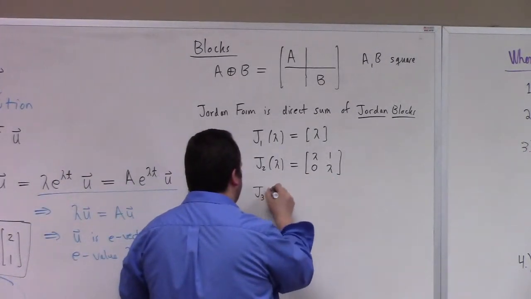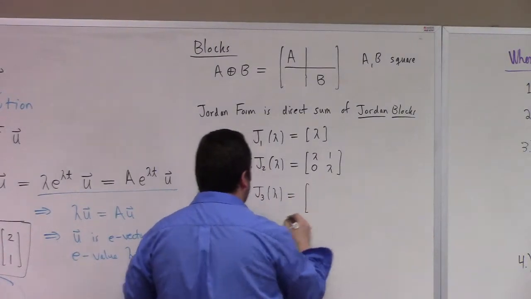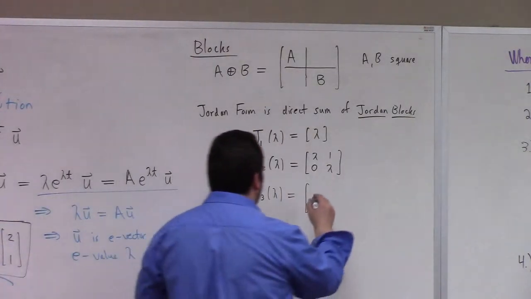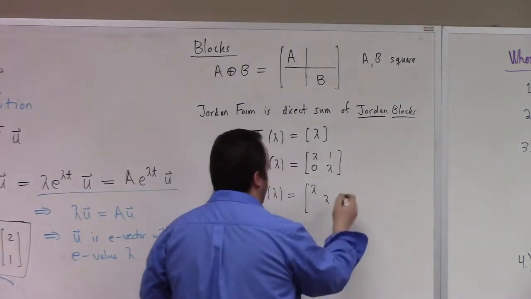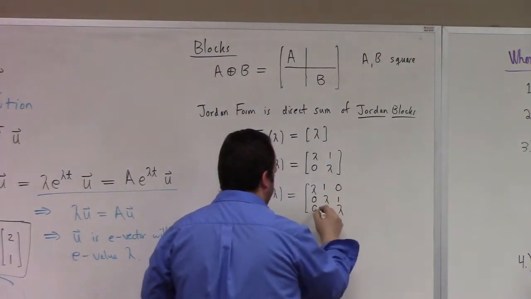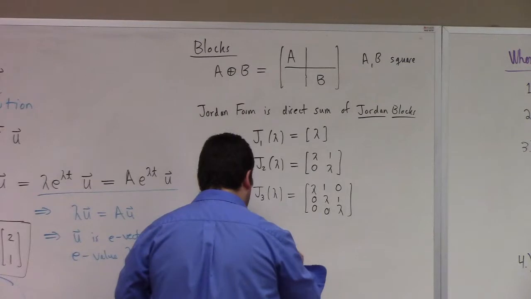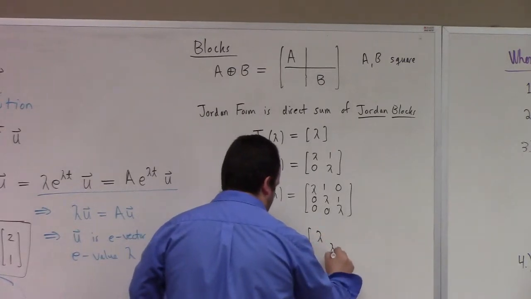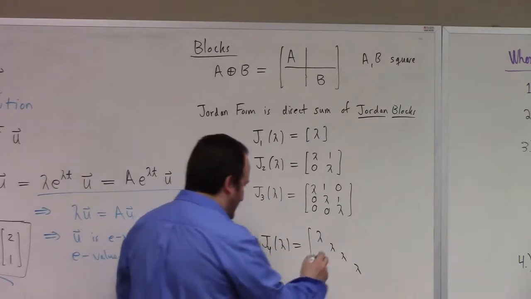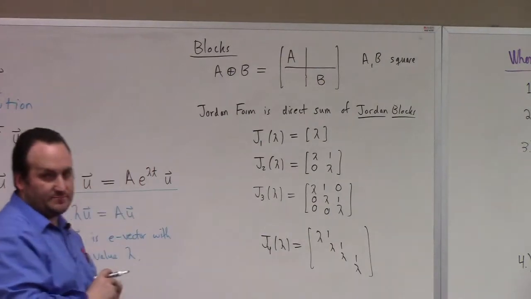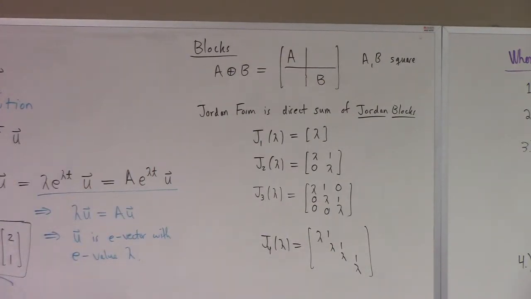What do you think J3 is? Lambda, lambda, lambda? Yeah. And then 1's on the super diagonal. What is J4? Lambda, lambda, lambda, lambda. 1's on the super diagonal. 0's elsewhere. Do I need to write J5? Okay.